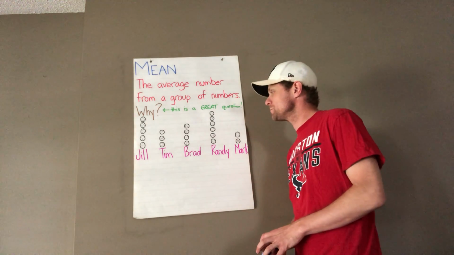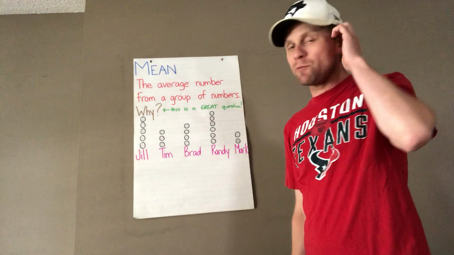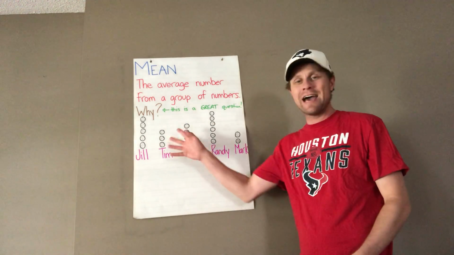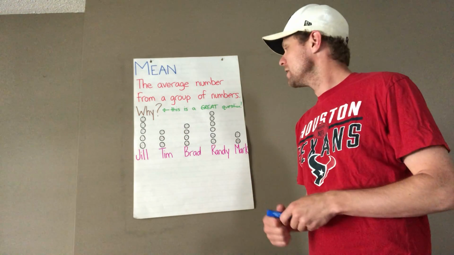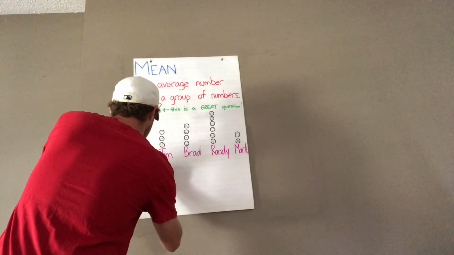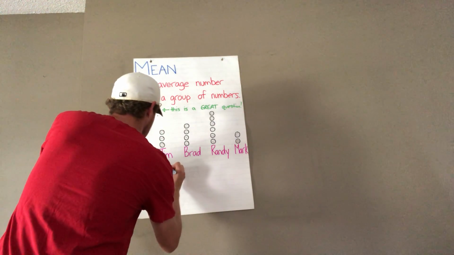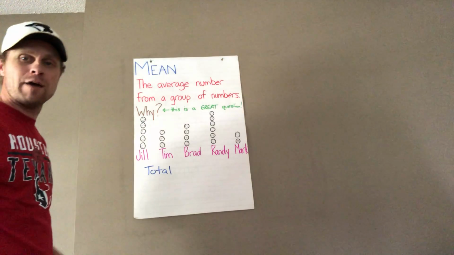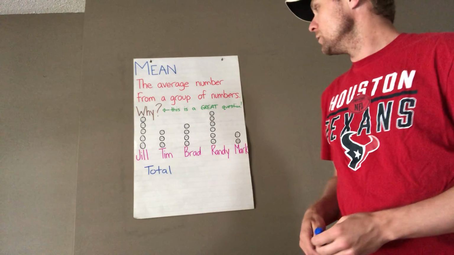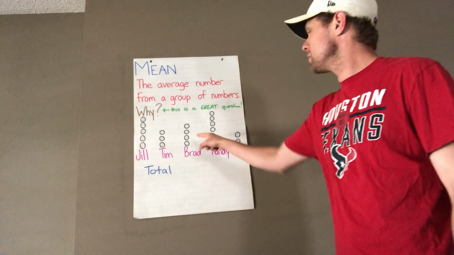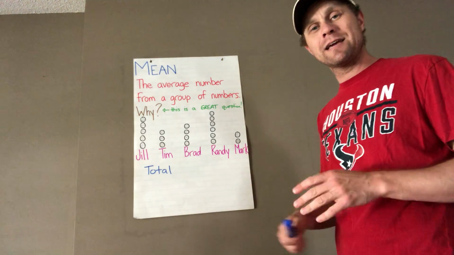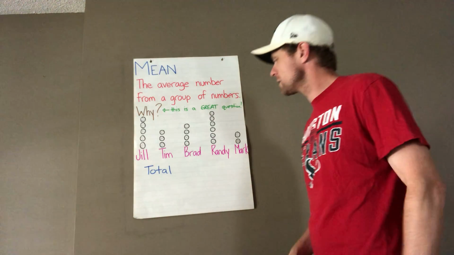Now, the first thing that we need to do to find the mean or the average is add up the total amount of cookies. So let's do that. Please count how many cookies are on our chart. We'll add 5 plus 3 plus 4 plus 6 plus 2. Take a minute, a few seconds, figure that out for me, please.